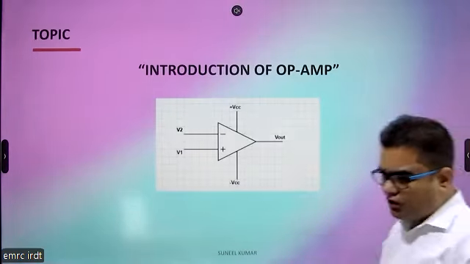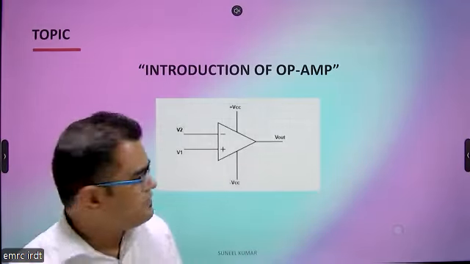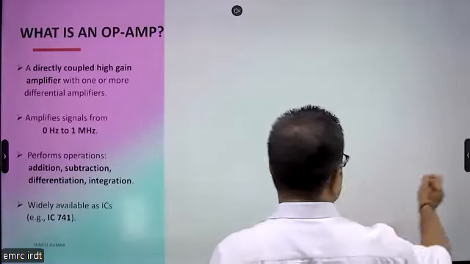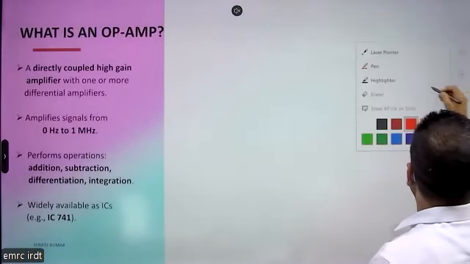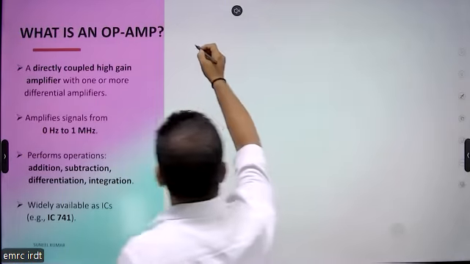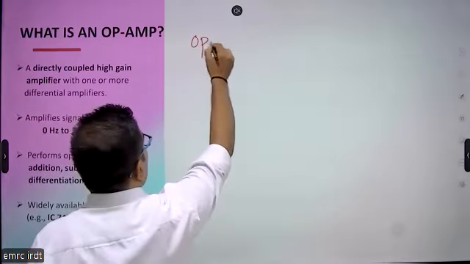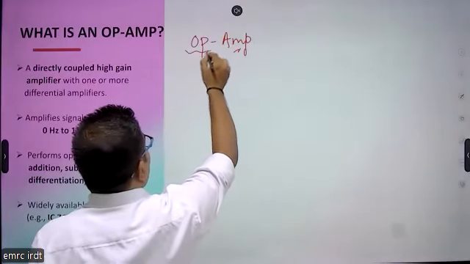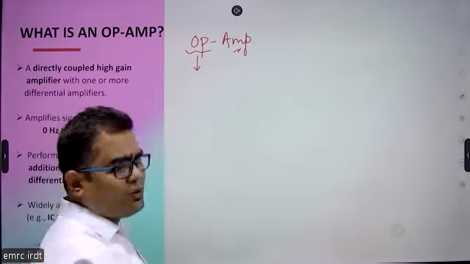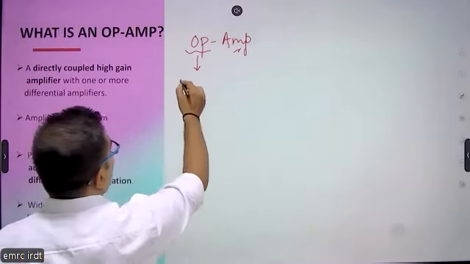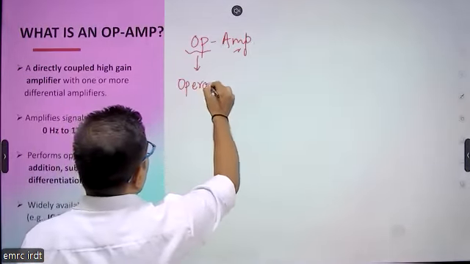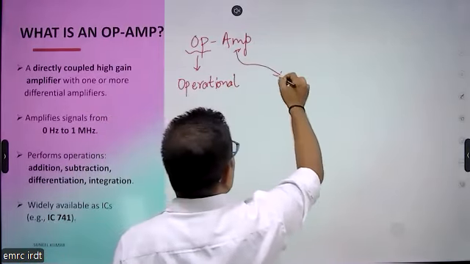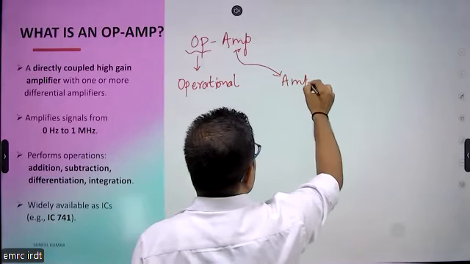So introduction of operational amplifier. This is the first question: what is an operational amplifier? So operational amplifier, in short form, we are writing it as op-amp. In short form we are saying it operational amplifier, op-amp. So this is operational, we can write it as operational, and this is the amplifier.